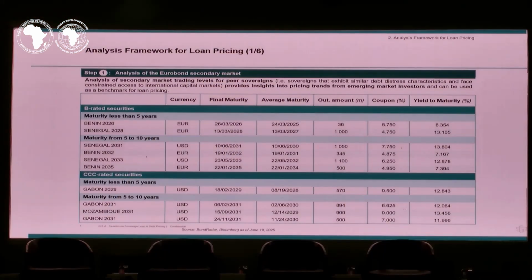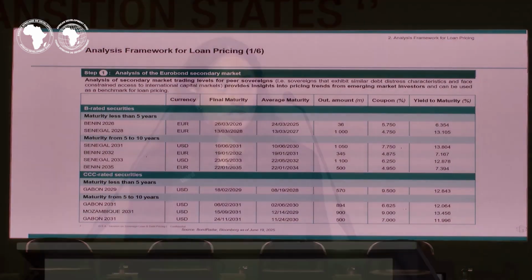So the first step of this analytical framework that we propose consists of benchmarking peer sovereign Eurobond yields on the secondary market. Eurobond yields can be considered indeed as reflecting the funding cost of comparable peers. However, one very important point here is that the choice of the peers has to be adequate and aligned with the main features of the sovereign which is intending to contract this loan.